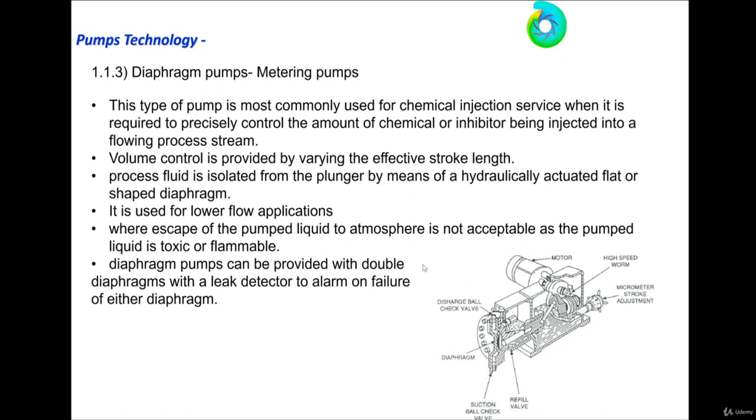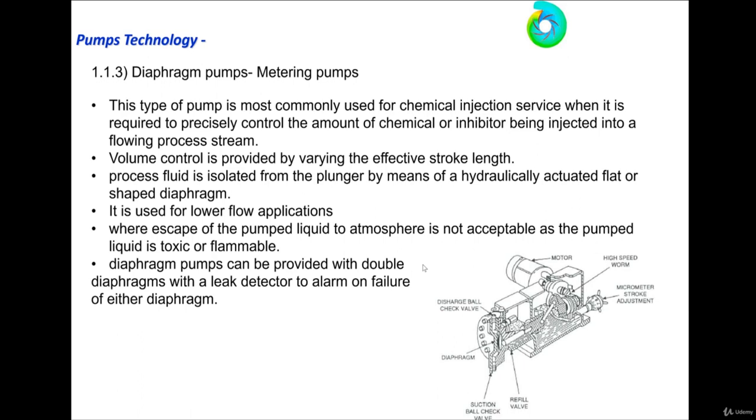So you can change the stroke length, and we will see the mechanism for this. Online, when the pump is operating, you can change the effective stroke length. And if you change the stroke length, the delivered flow, which depends on the bore diameter, the speed and the stroke length, will change from 100 liters per hour, for example, to 10 liters per hour. Yes, you can do it while the pump is operating.